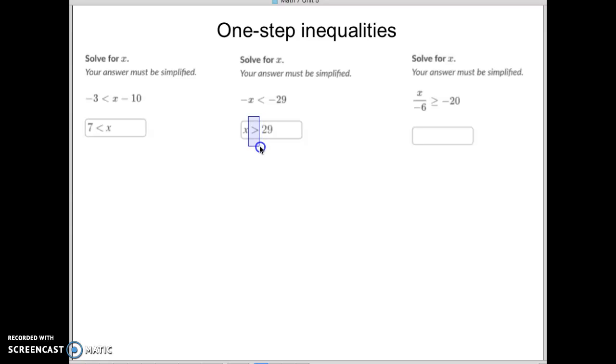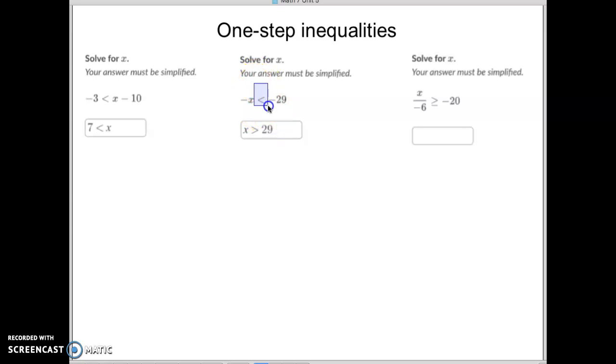And here's why. In order to get rid of a negative x, which is really like a negative 1x, we either need to multiply by negative 1 or divide by negative 1. Either way, it will cancel the negative. Multiply by negative 1, a negative times a negative is a positive. Divide by negative 1, a negative divided by a negative is a positive. That's also why we multiplied this by negative 1 and got a positive 29.